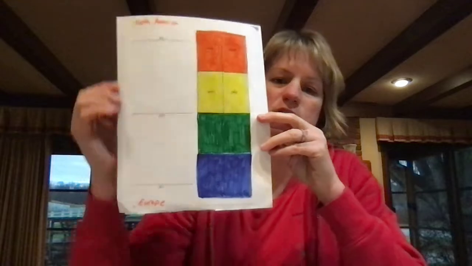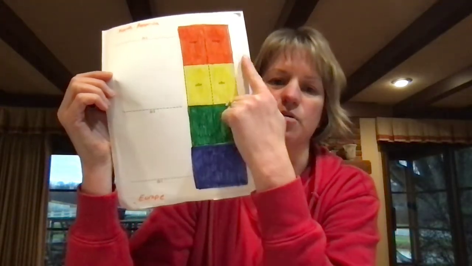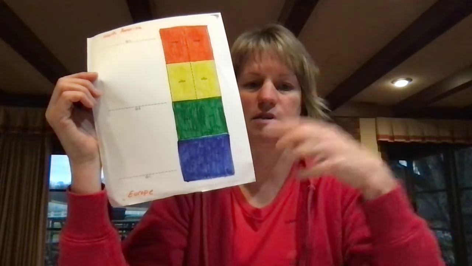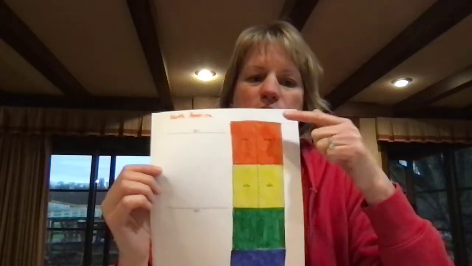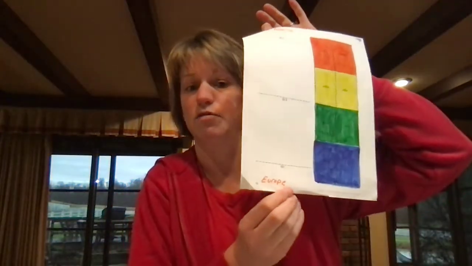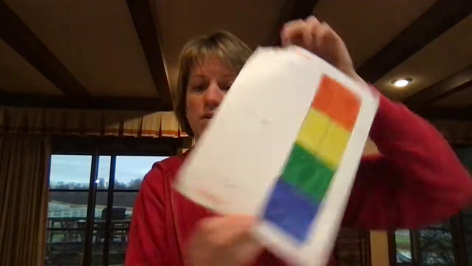And so what I've already done is I've colored two columns, orange then yellow, green then blue, and I'm going to show you how to cut these out. Now you also will notice that above where it says slit A, I've written North America, and if you're making one you do this too, and beneath slit C I've put Europe.